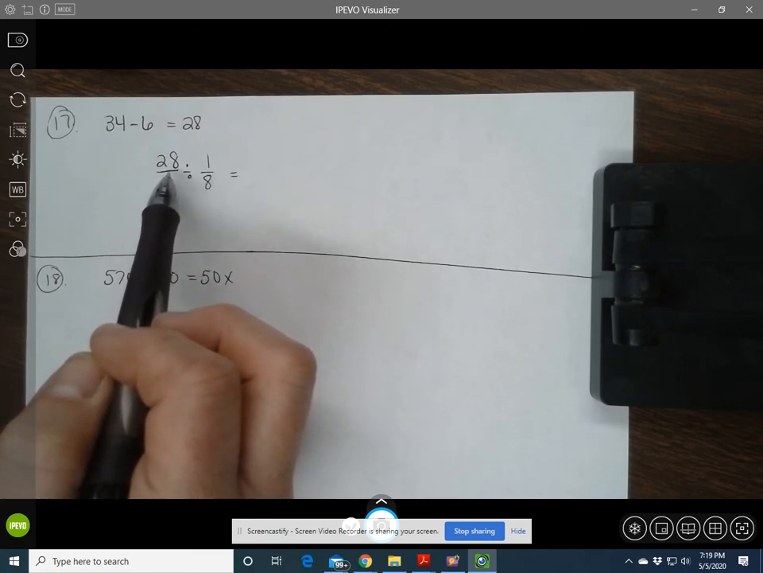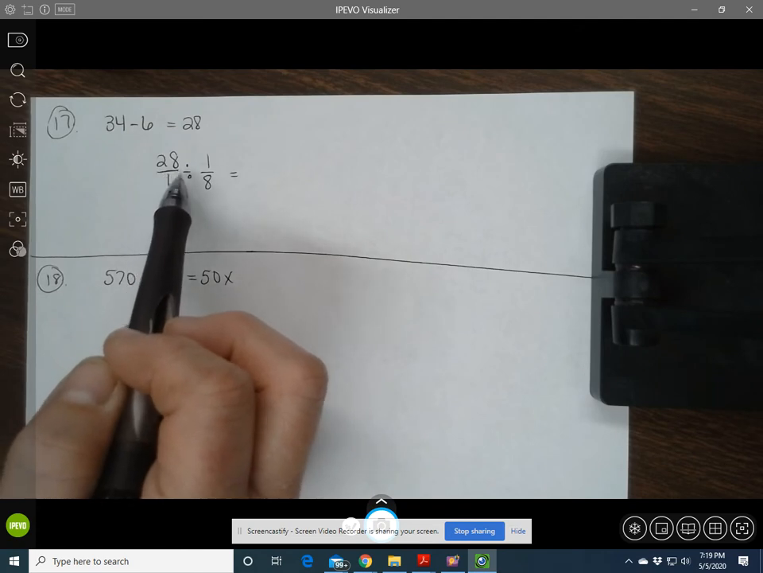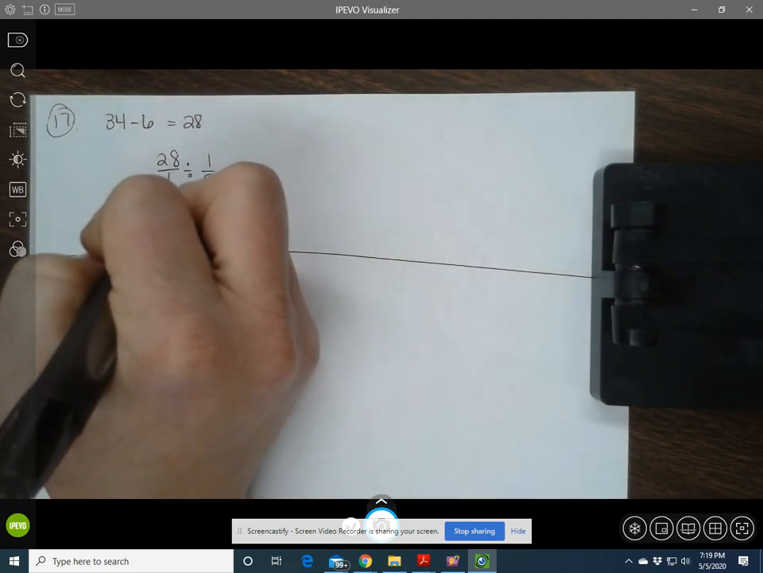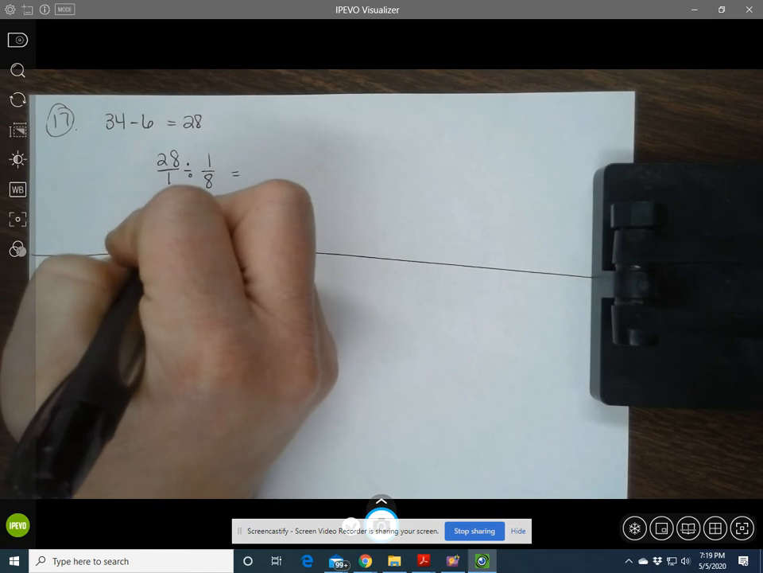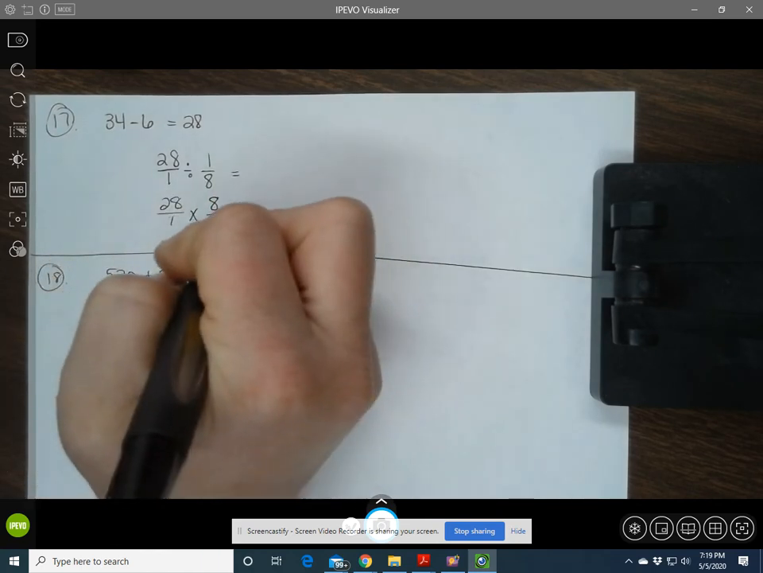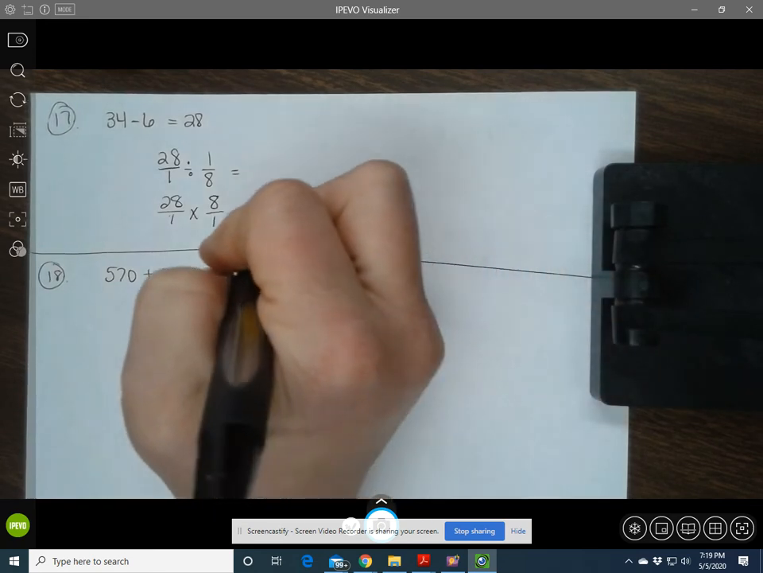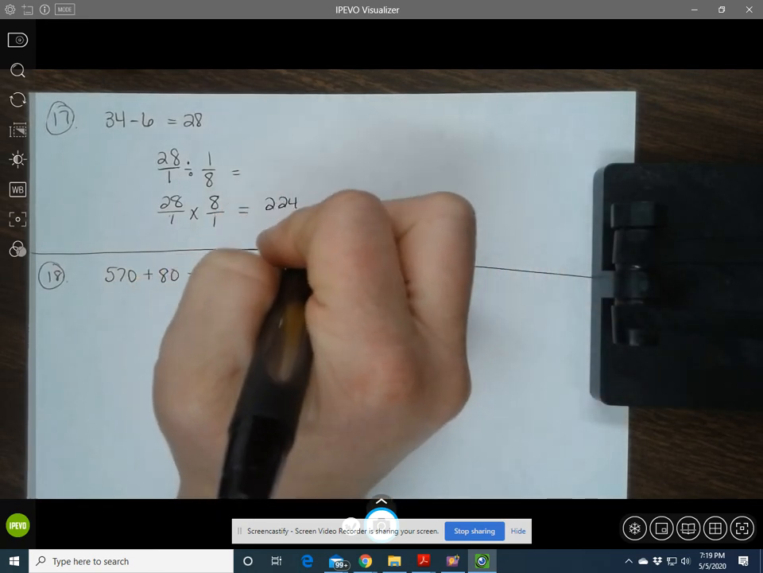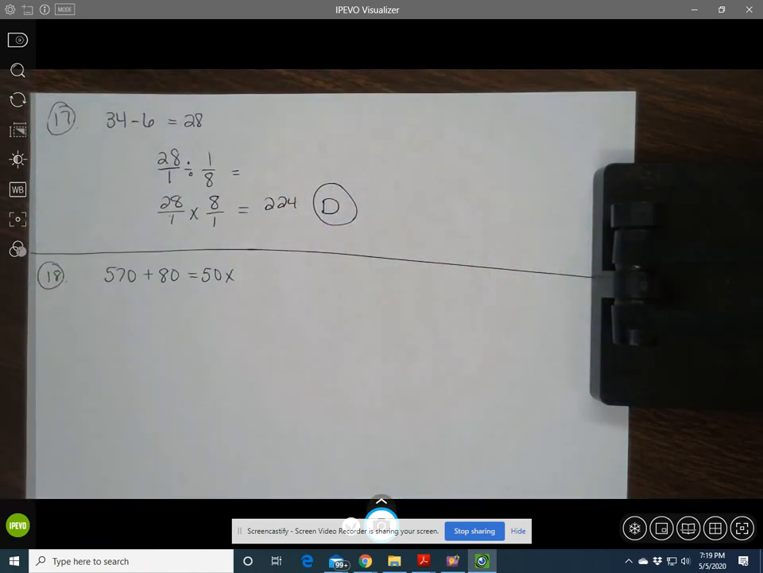So she's going to use 1/8 for every one of the 28 people. And so what you're going to need to do is do the keep, change, flip. So you're going to do 28 over 1, change that to multiplication, and then flip. So keep, change, flip, and then 28 times 8 is going to be 224, which is answer D.